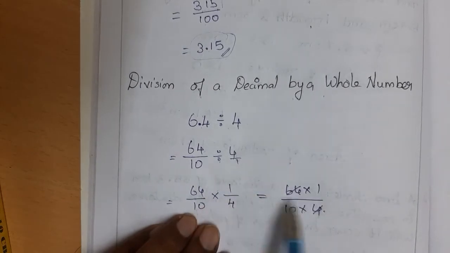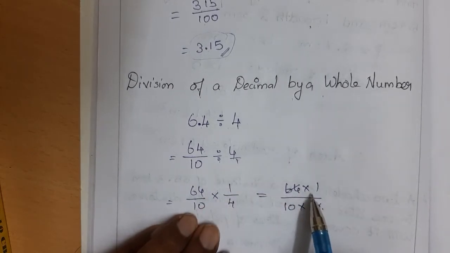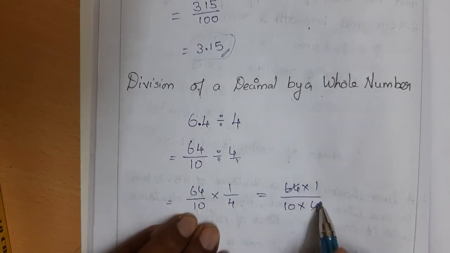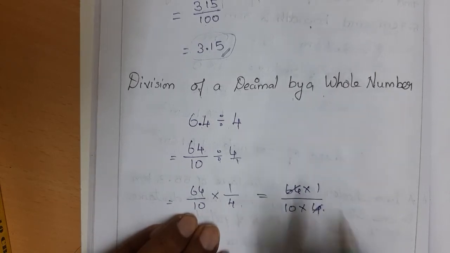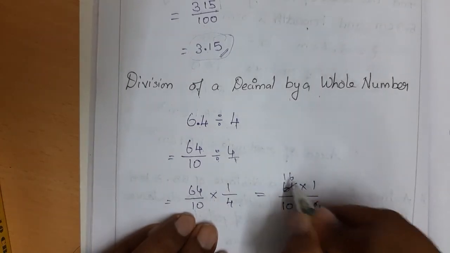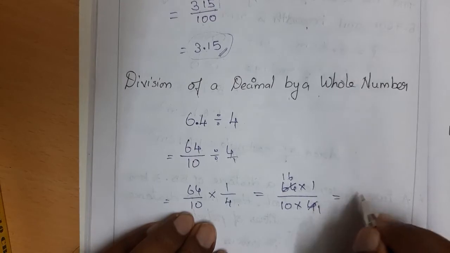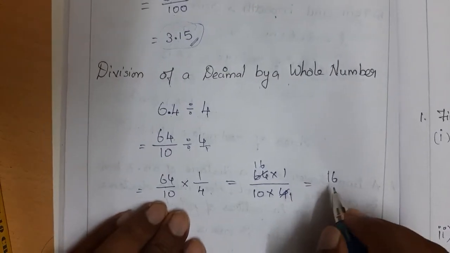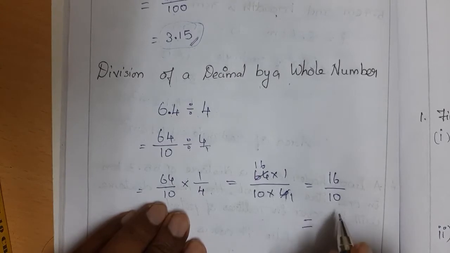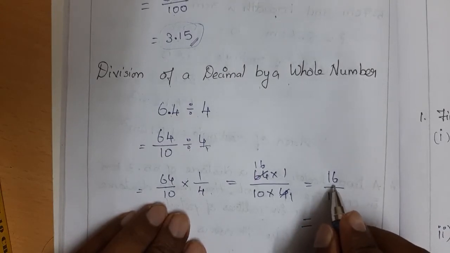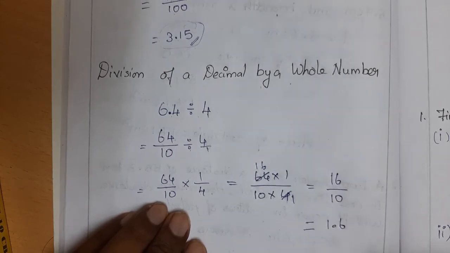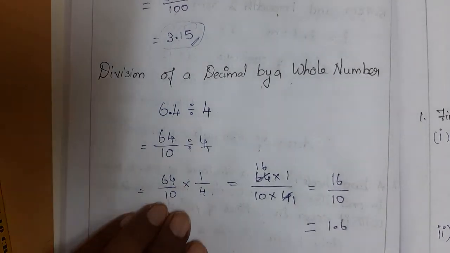So now multiply numerator and denominator. 64 into 1 and 10 into 4. We can cancel 64 and 4, it has a common factor of 4. The 4 is 1 times, and here it's 16 times, right? So 16 into 1 is 16 divided by 10. So now the answer, you can observe, is divided by 10, so we move the decimal. One 10th digit should be there. So it is 1.6, right?